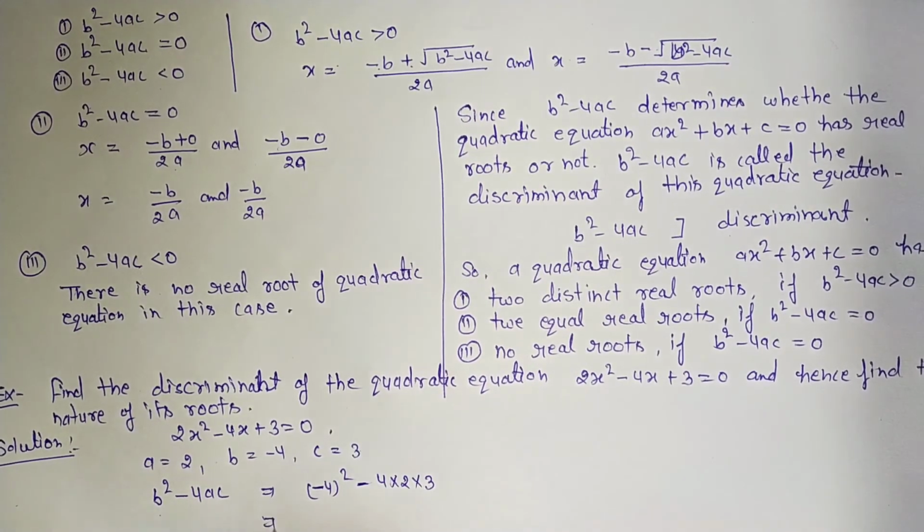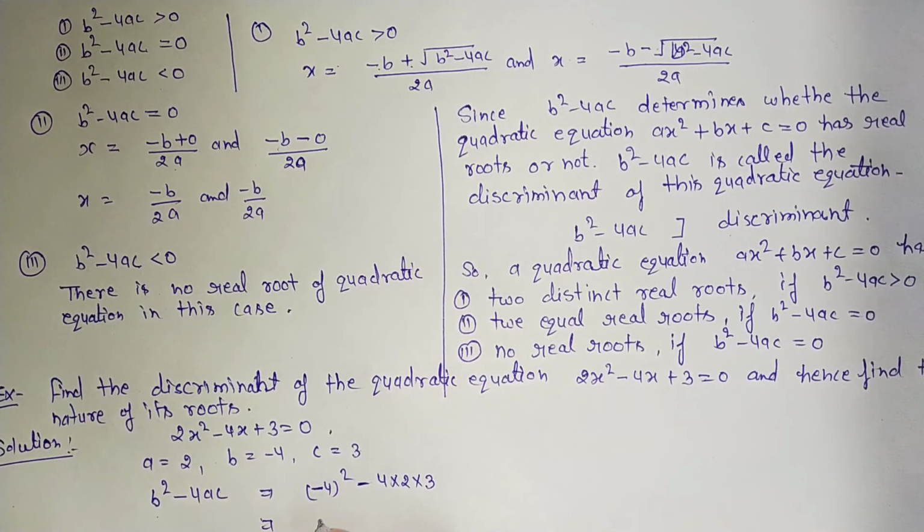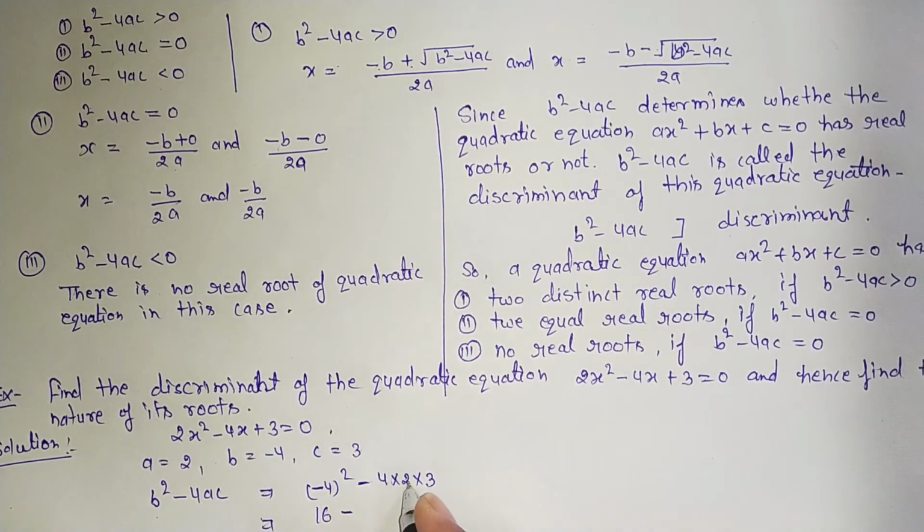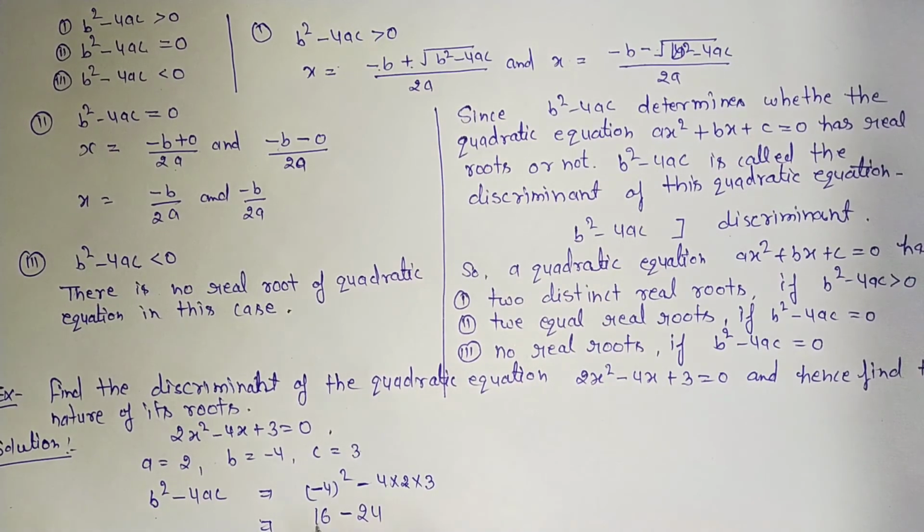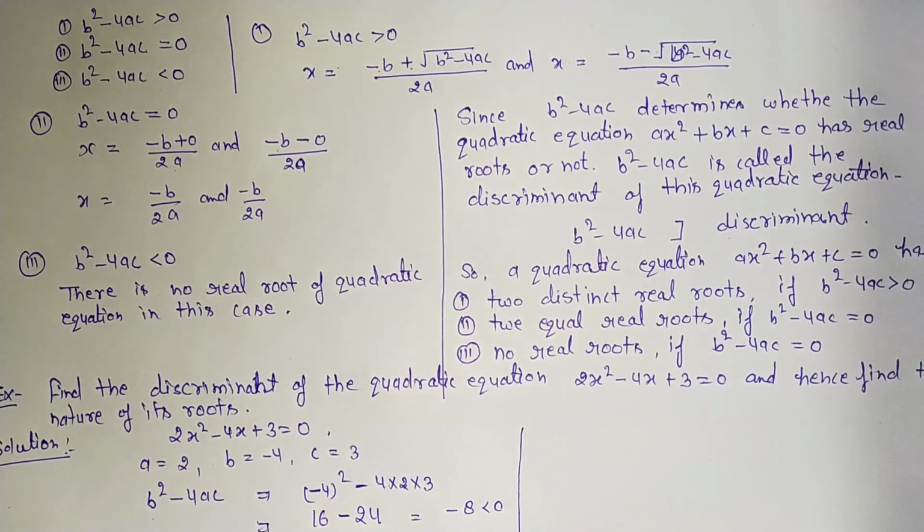By putting the values we get square of -4 is 16, minus 4 2s are 8, 8 3s are 24, and 16 minus 24 is -8. -8 is less than 0, and we know that there is no real number whose square is -8.